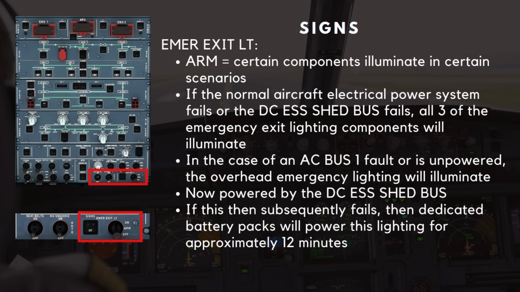In the case of an AC bus 1 fault or if it is unpowered, the overhead emergency lighting will illuminate. It is now powered by the DC essential shed bus. If this then subsequently fails, then dedicated battery packs will power this lighting for approximately 12 minutes.